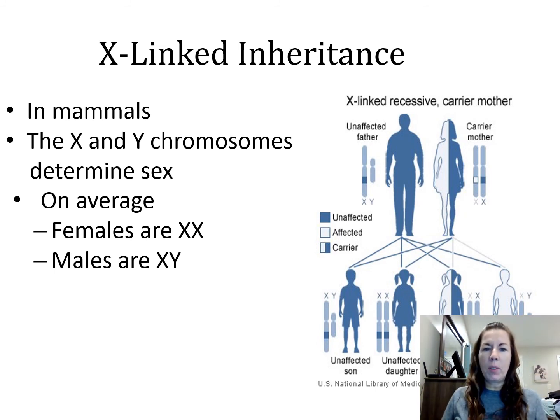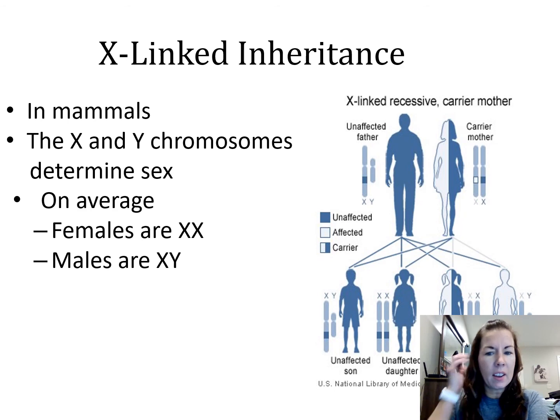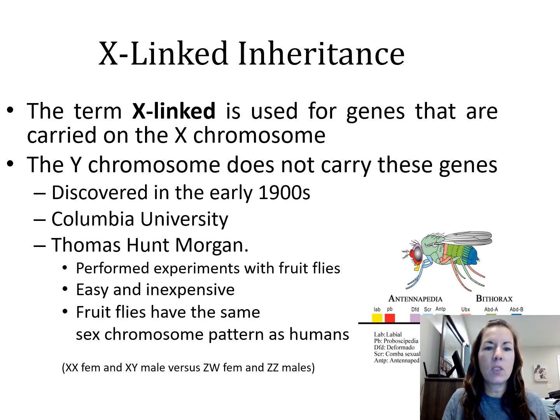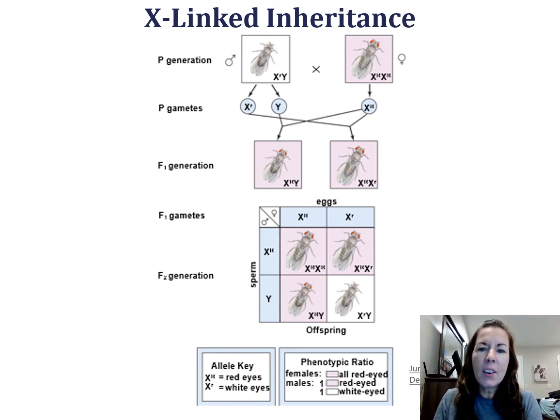We talked about autosomal inheritance, but now we have to talk about X-linked inheritance. So for mammals, the X and Y chromosomes determine the sex. On average, females are XX and males are XY. So the term X-linked is used for genes that are carried on the X chromosome. The Y does not carry those genes. So if you look at X-linked inheritance, you would see the allele on that X chromosome. You would not see it on the Y chromosome.